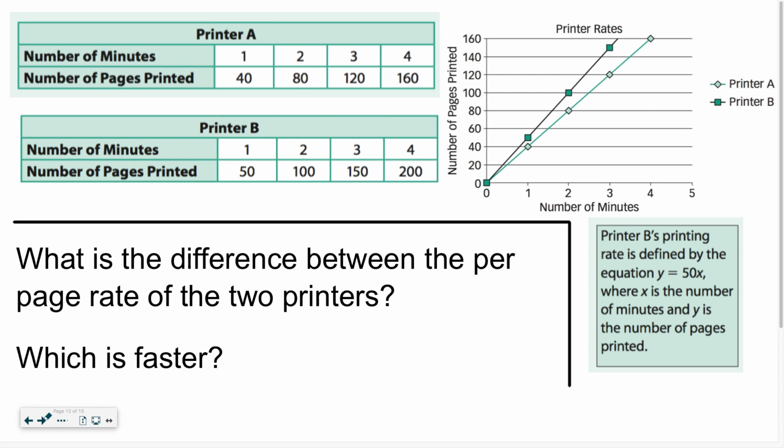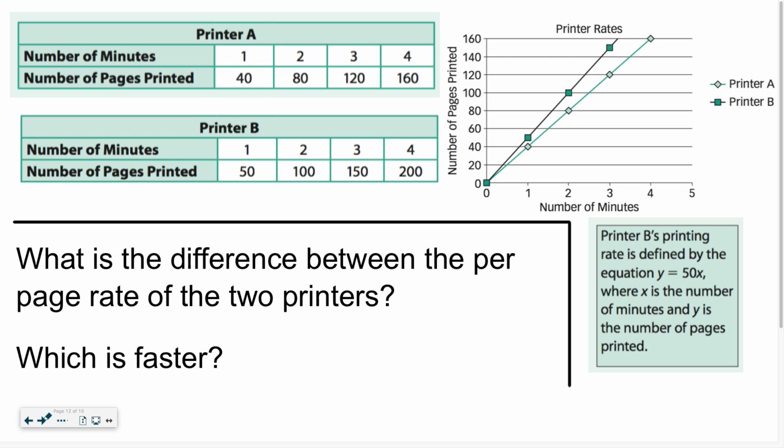So what's the difference between the per page rate of the two printers? Plus 10. Okay, so the difference between them is 10 pages. Which one's faster?